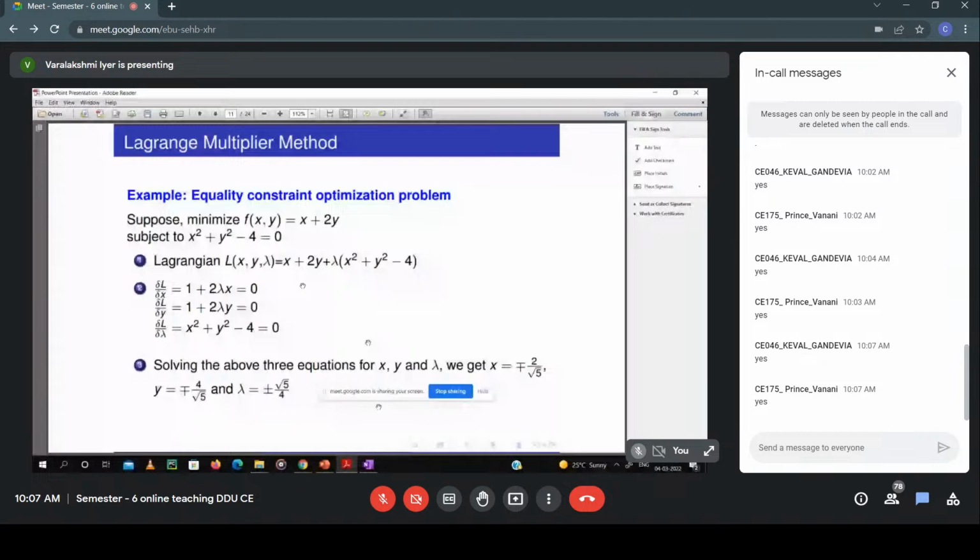Okay. So what I want you to do is solve this and let me know whether you are getting these values for x, y, and lambda. I'm giving you 2 minutes. So this is the equation: minimize f of x comma y equals x plus 2y, subject to the constraint x square plus y square minus 4 equals 0. Just let me know whether you are getting this value or not, and then we'll proceed to further points.